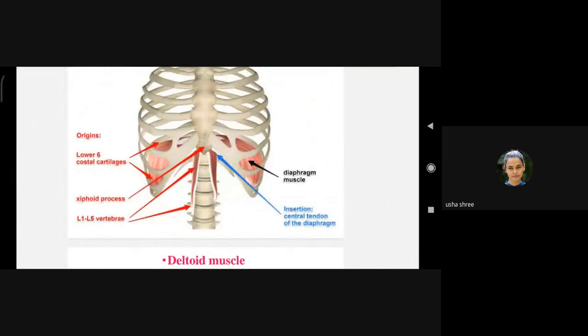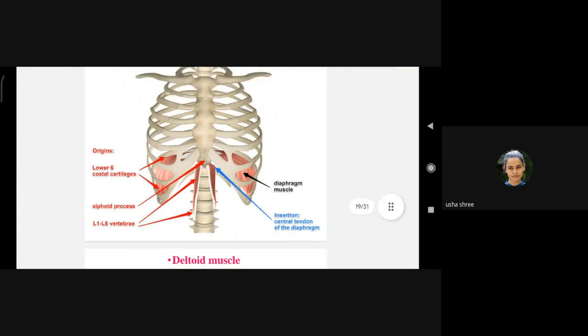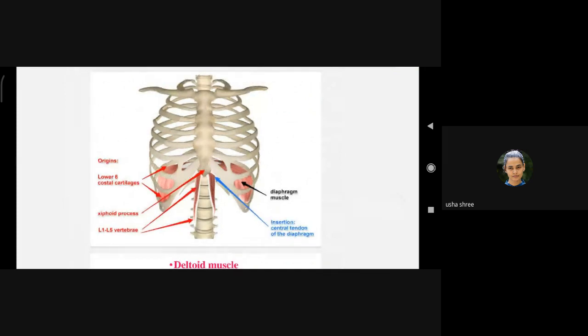Now, you can see the diaphragm muscle, how it looks within the ribs. So where it is situated, its location, you can see here just below the ribs.